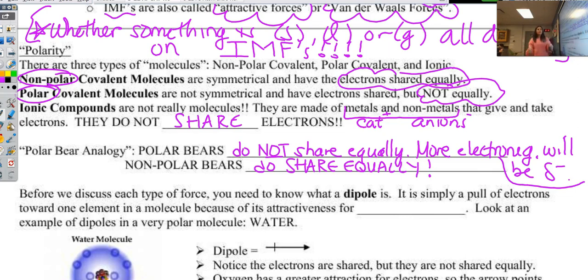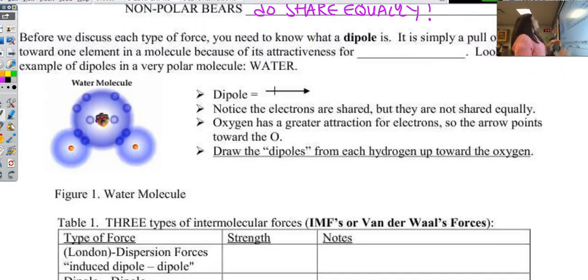Now, there's one thing that I want to make sure we talk about. Actually, I think we're going to talk about it at the end here: polar bonds versus polar molecules, right? Because there's going to be a difference between a bond and a molecule. So we'll get to that in just a second. Before we discuss each type of force, you need to know what a dipole is. We already talked about this.